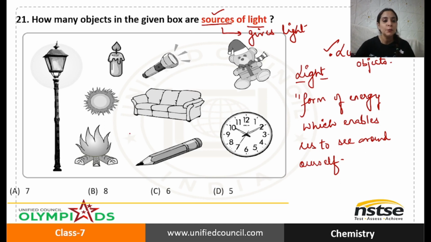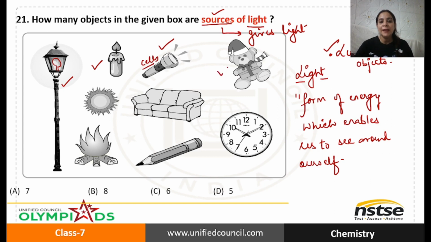Now here in this box you can see so many objects. You can see a street light, a street lamp, or you can just call it a lamp, in which we put a bulb. And this is a candle. You know that a bulb glows, so it is also a source of light. Candle, when you light a candle you get a flame, and again it lights up the space. Torch, yes, a torch also gives light. You make use of cells in this, due to which the torch gives us light.